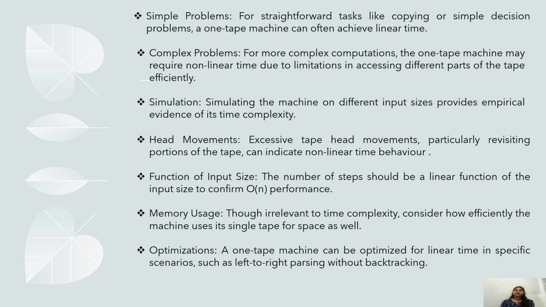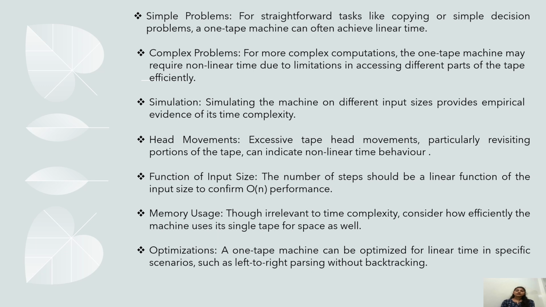The next is simulations of the Turing machine. Simulating the machine on different input sizes provides empirical evidence of its time complexity. The next is head movements. Excessive tape head movements, particularly revisiting portions of the tape, can indicate non-linear time behavior. The next is function of input size. The number of steps should be a linear function of the input size to confirm O of n performance.